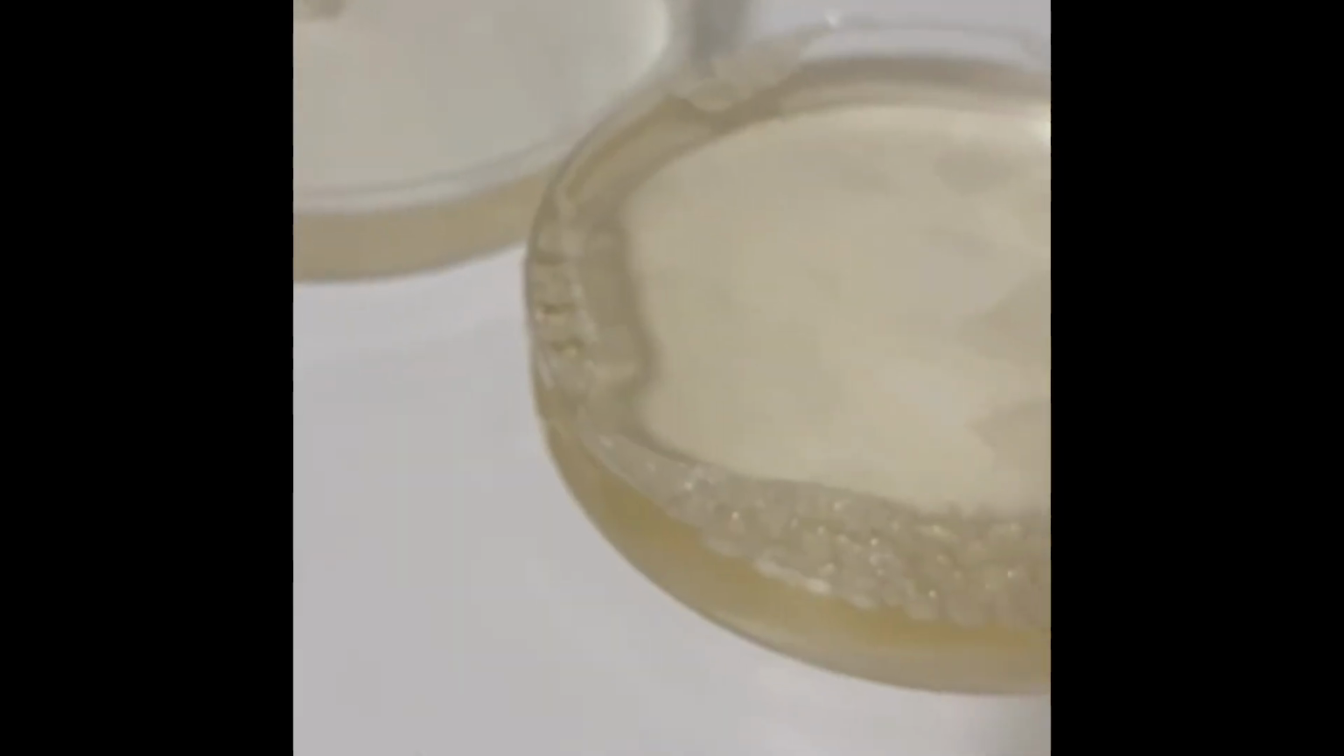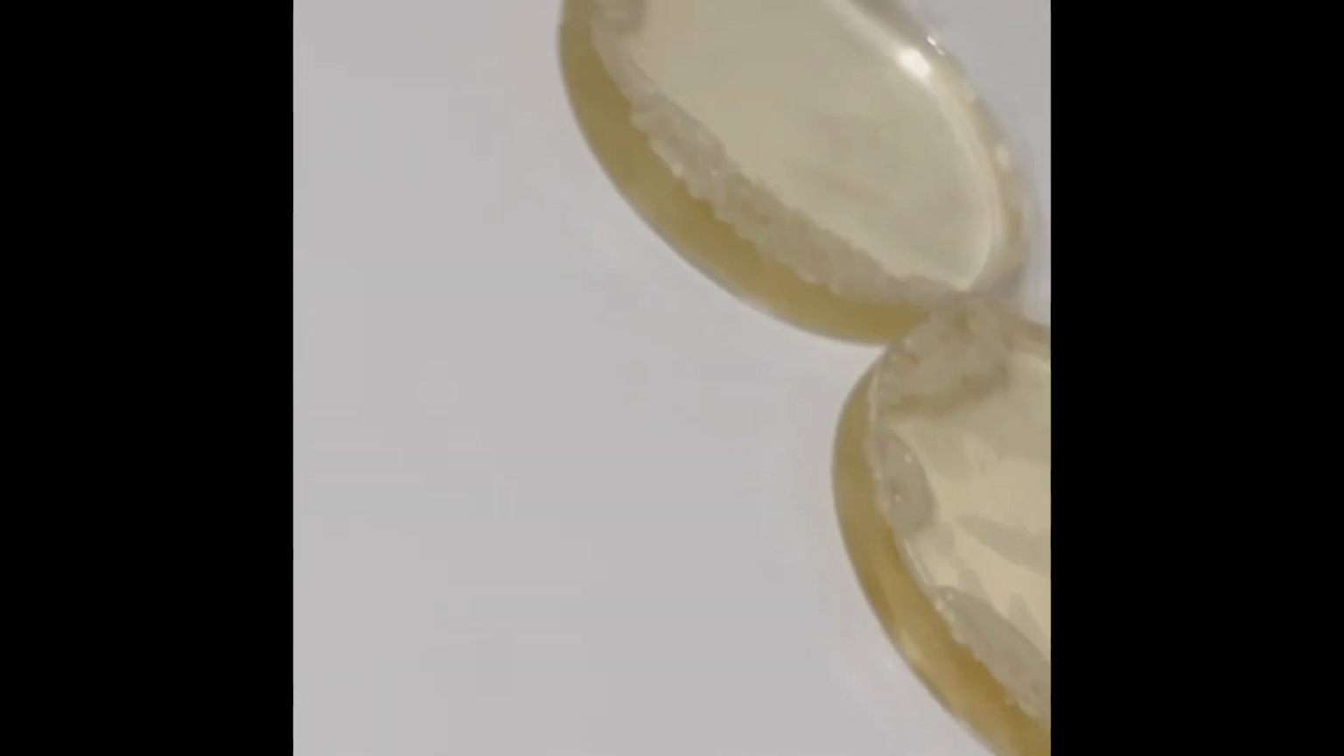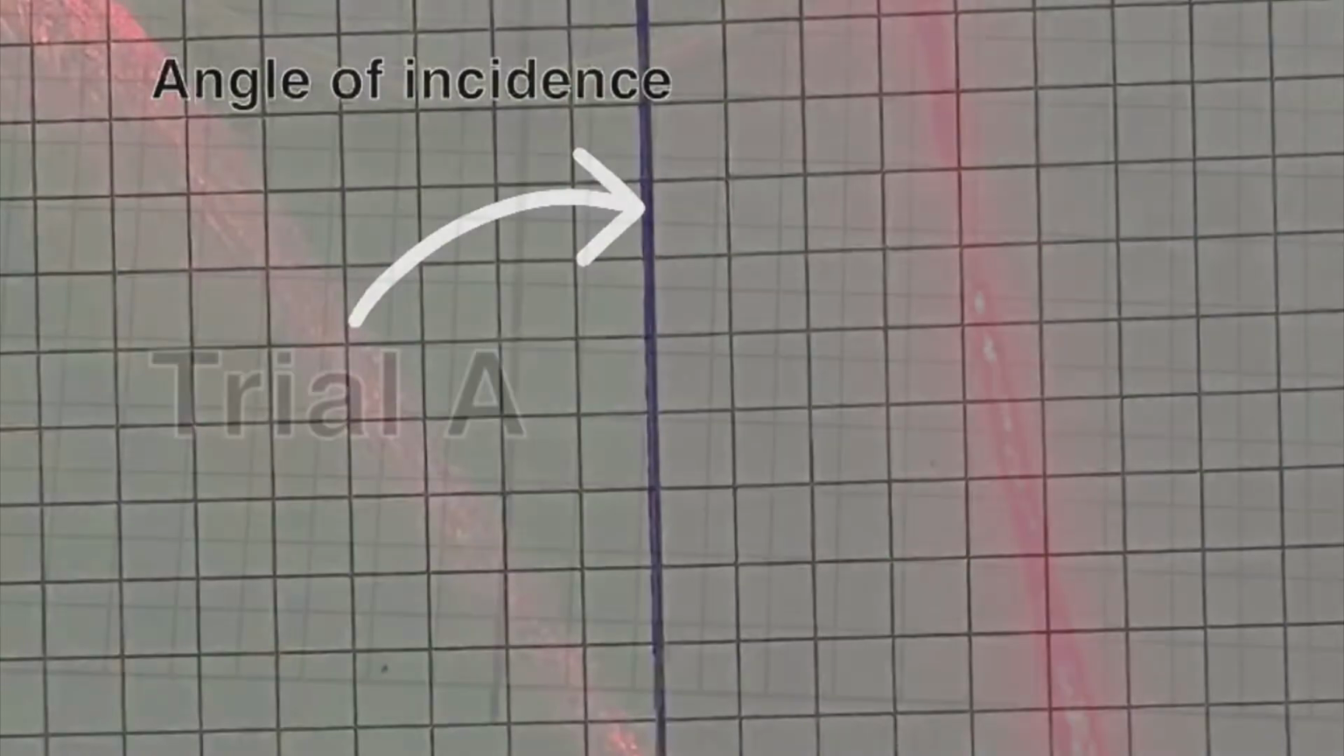After making our mixtures, we note that with the increase of gelatin, there is a gradual change in color indicating the increase in density. Using graphing paper, we pointed the laser through the point of intersection and used that to determine the angle of incidence.